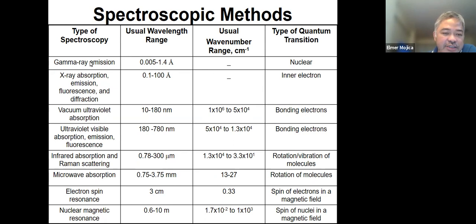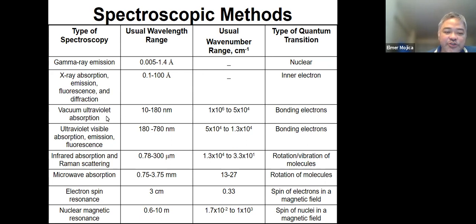We have the gamma ray emission, where the type of quantum transition is nuclear. And then we have the X-ray absorption, emission, fluorescence, and diffraction, so this is XRF and XRD. The usual wavelength is 0.1 to 100 Angstrom. The shorter the wavelength, the more energetic they are, and the one that it affects is the inner electron.